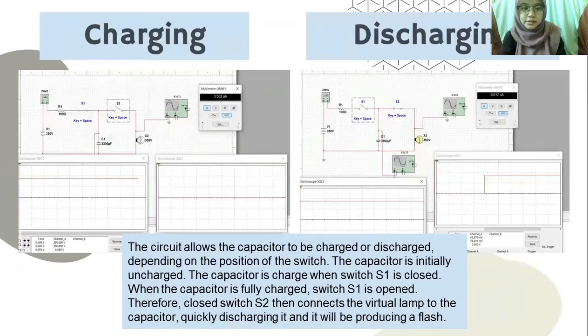For charging and discharging the capacitor, this circuit allows the capacitor to be charged or discharged depending on the position of the switch. The capacitor is initially uncharged. The capacitor is charged when switch S1 is closed. When the capacitor is fully charged, switch S1 is opened. Therefore, closing switch S2 then connects the virtual lamp to the capacitor, quickly discharging it, and it will produce a flash.